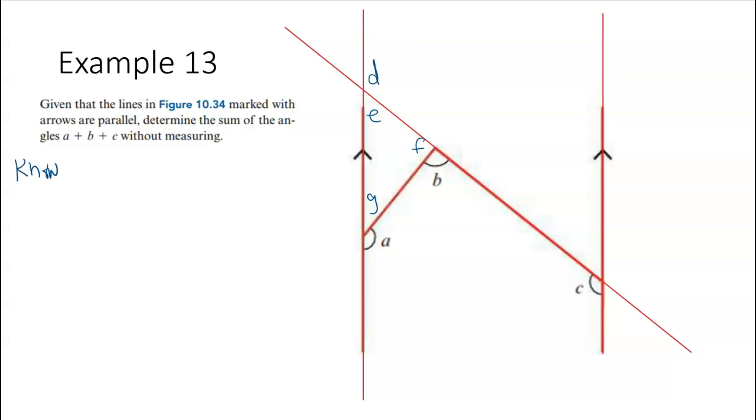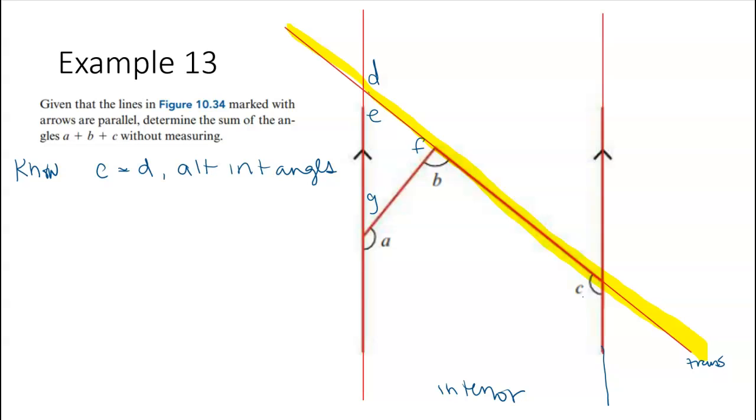Well, we know that we have a transversal here, right? And that these are parallel. And so this here is our transversal. And so C and D are alternate interior. Remember, this is the interior of two parallel lines, and these are alternate of that transversal. So we know that angle C is equal to D because they are alternate interior angles. Okay, what else do we know? We know that E plus F plus G is equal to 180 because they are a triangle.